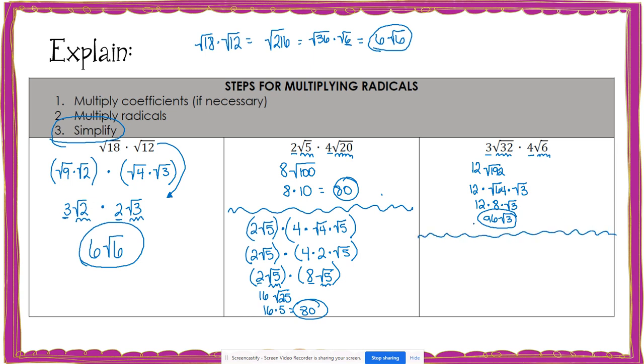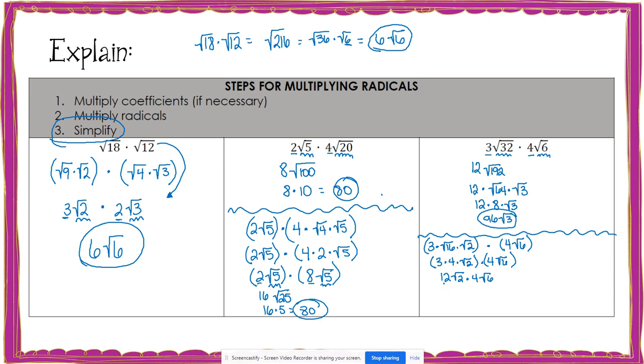If you had simplified to begin with, you would have gotten 3 times the square root of 16 times the square root of 2, because 32 can be changed into 16 times 2. The square root of 6 cannot be simplified, so you would just rewrite it just like this. The square root of 16 is 4, so this is really saying 3 times 4 times the square root of 2. And again, 4 times the square root of 6 cannot be changed. 3 times 4 would be 12, so you're really looking at 12 times the square root of 2 times 4 times the square root of 6.